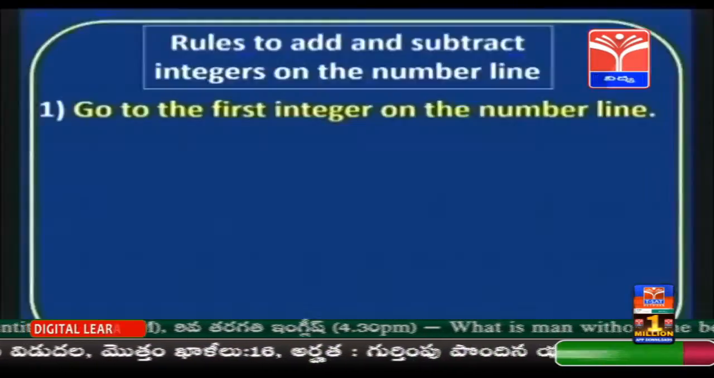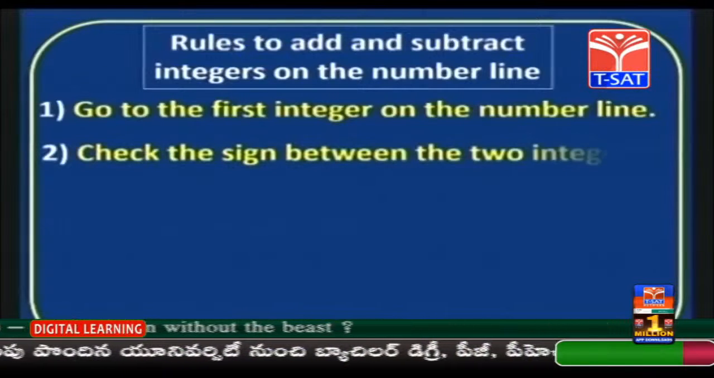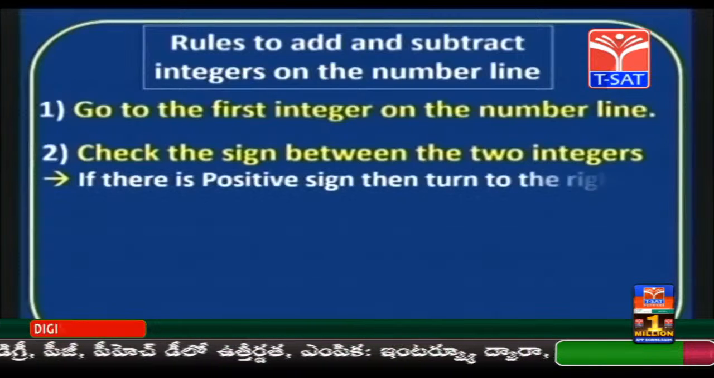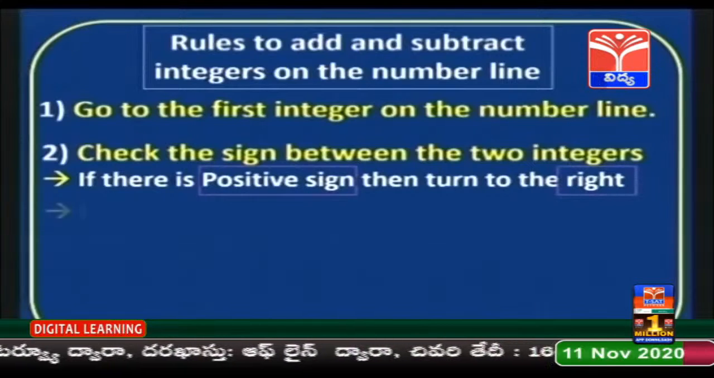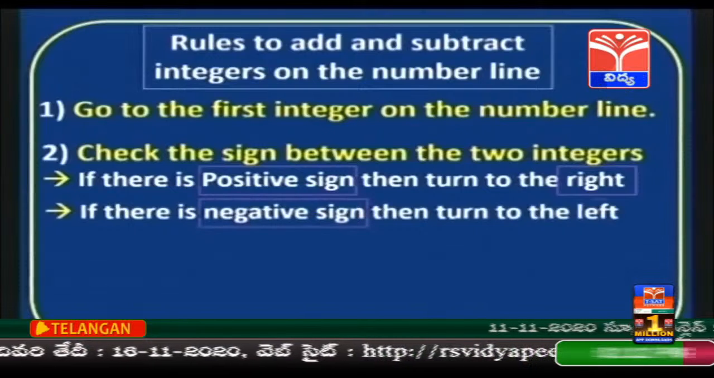First, go to the first integer on the number line. Second, check the sign between the integers. If there is a positive sign, then turn to the right. Children, try to remember this. If there is a positive sign, then turn right. If there is a negative sign, then turn left.